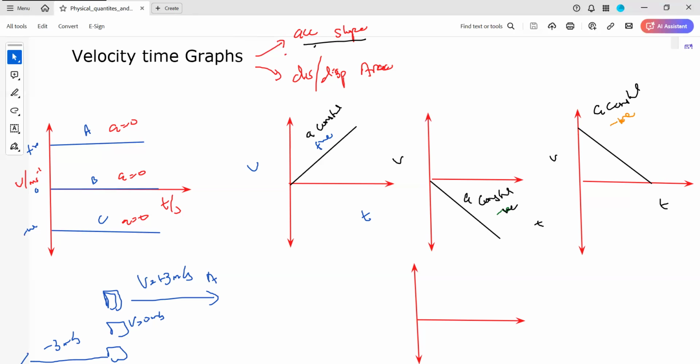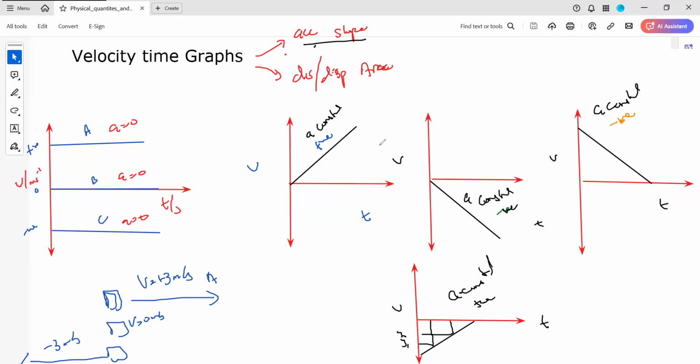What about the last one? The velocity time graph. It has a constant acceleration because it's a straight line. The slope is constant. But what about the value? So when you draw the line, the y1 and the y2, y2 is above y1, so it is positive. So it is constant positive.